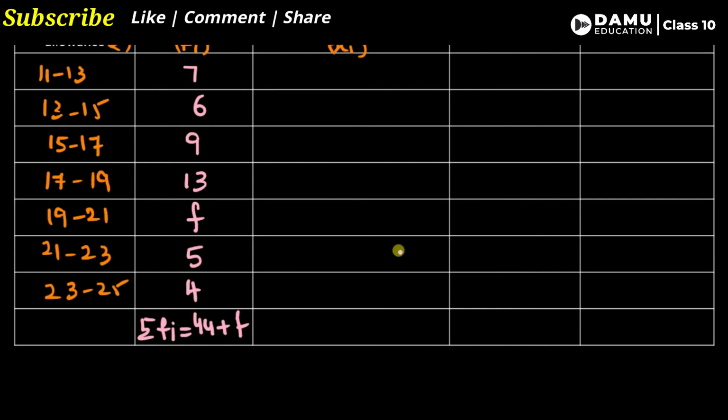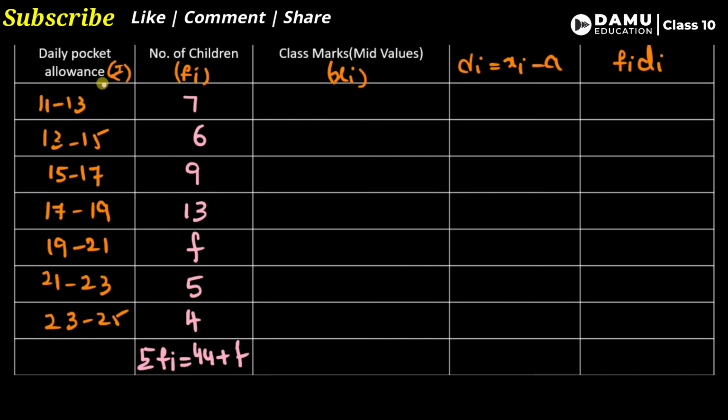Then what are the middle values? As I told you, the average of lower limit and upper limit. 11 plus 13 by 2. So from this interval we write 11 plus 13 by 2. 11 plus 13 will be 24 by 2. We will get 12. So this is the middle value. Like that, 13 plus 15 by 2 is 28 by 2. We will get 14. Then 15 plus 17 is nothing but 32 by 2.